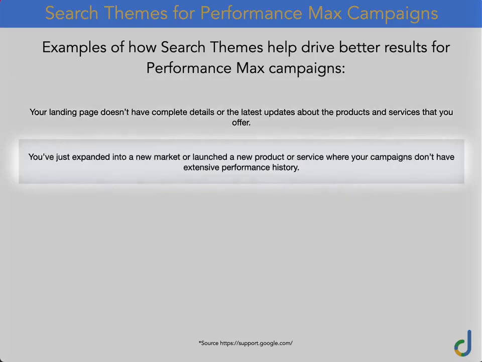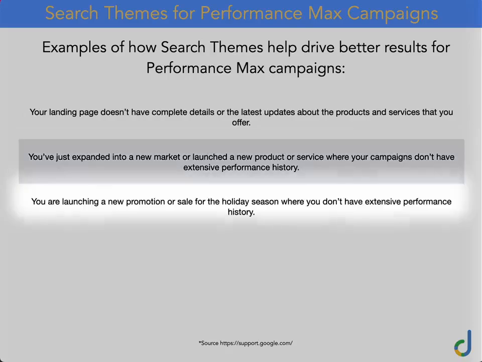You've just expanded into a new market or launched a new product or service where your campaigns don't have performance history. You're launching a new promotional sale for a holiday season where you don't have extensive performance. See, these two are very much the same. Remember, it's all about if you've got a new market or a new promotion, you don't have any keyword data, what you want to be doing is adding in search themes, and you're really giving Google the idea of, hey, Google, go here and check out these search themes to try and find some conversions for us.